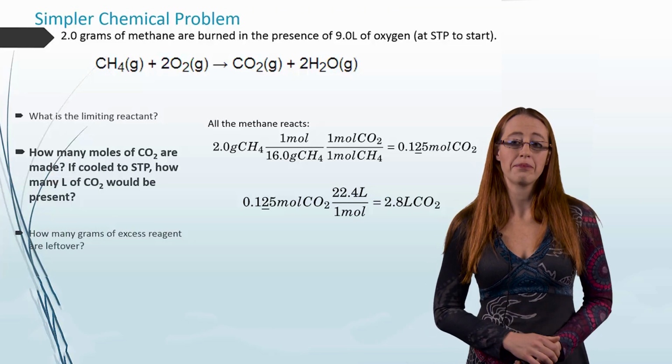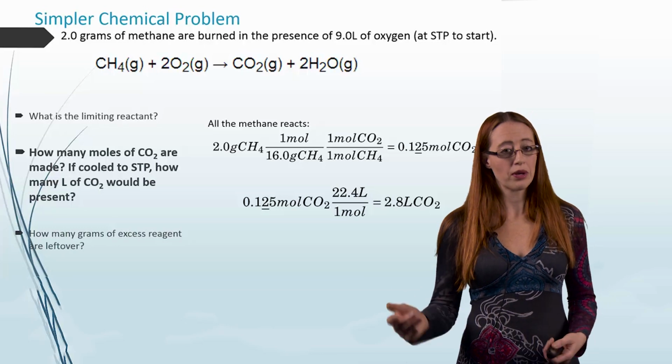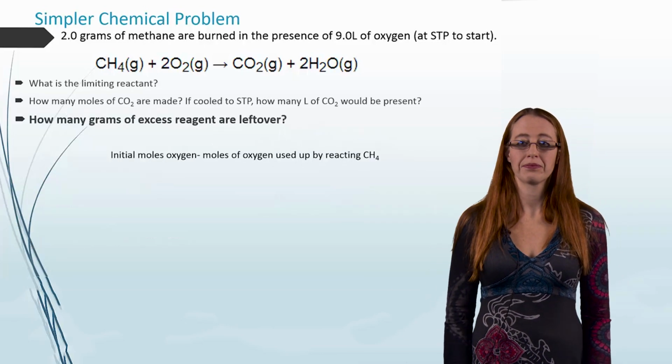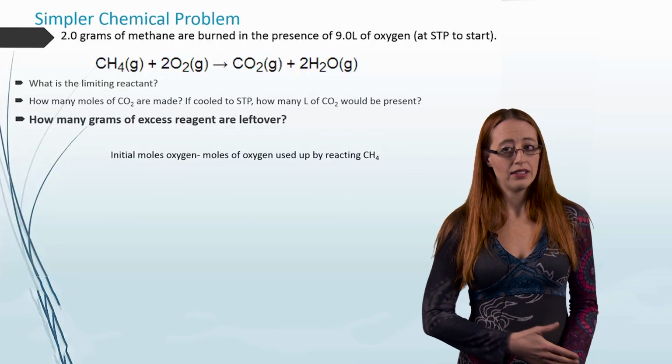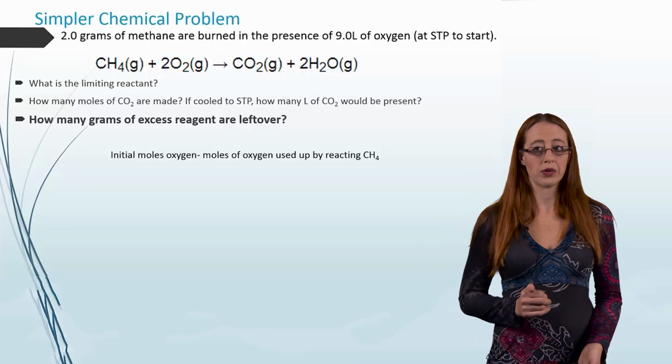So we had 2.8 liters of CO2 made. So now for our last step. How many grams of excess reagent are left over? This is going back to a similar formula that we did in the first 2 problems. We need our initial moles of oxygen that we had, and we want to subtract off our moles of oxygen that we used up by reacting the CH4.